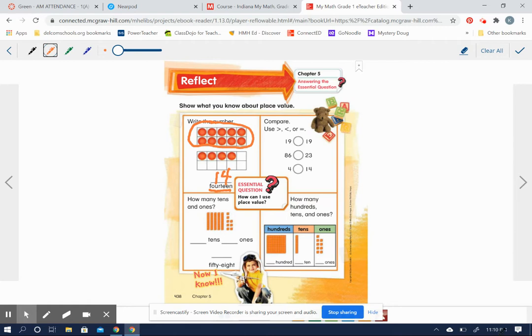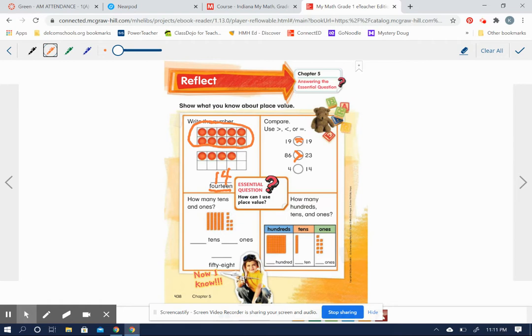Okay, we also talked in this chapter about comparing numbers and using what I call the alligator symbols. So 19 compared to 19 is what? Yes, it is equal. Okay, what about 86 compared to 23? We can say that 86 is what? Greater than or less than 23? Yes, it would be greater than. And so to draw the alligator, remember the alligator would want to eat that bigger number. So 86 is greater than 23.